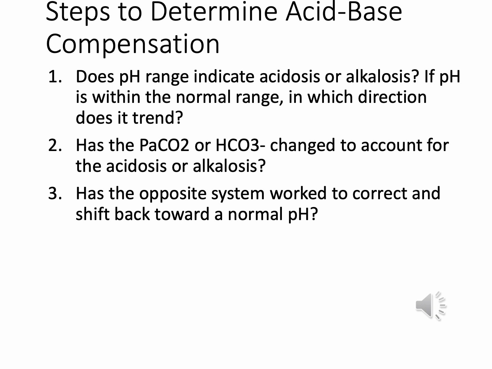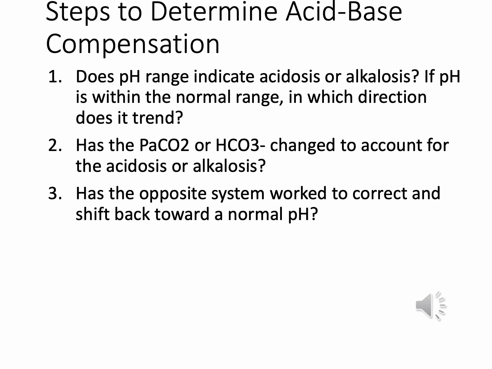Step 2, has the PaCO2 or HCO3 changed to account for the acidosis or alkalosis? So we need to see out of those two which one matches the pH. That's going to tell us if it's a respiratory problem or a metabolic problem. Then step 3, has the opposite system worked to correct and shift back toward a normal pH? So that remaining parameter, did it move out of range to fix the main problem, or is it within range?